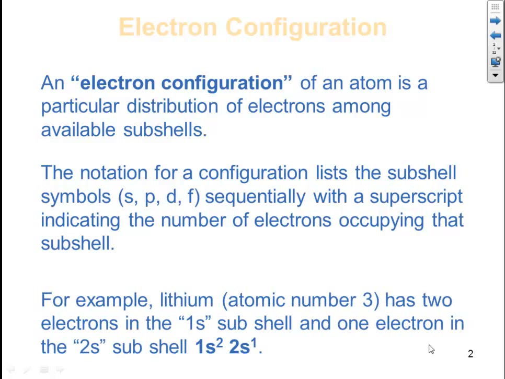For example, lithium, with atomic number 3, has 2 electrons in the 1s subshell and 1 electron in the 2s subshell, making its electron configuration 1s2, 2s1.